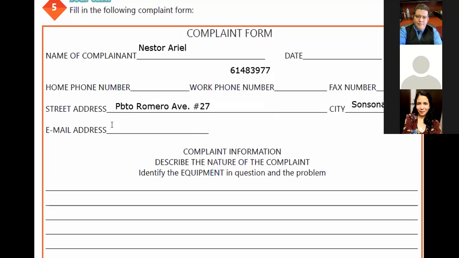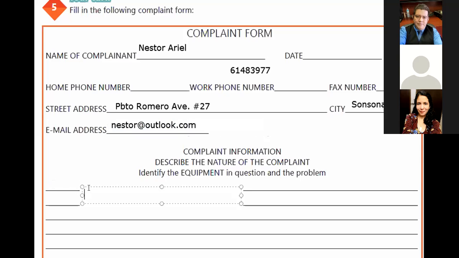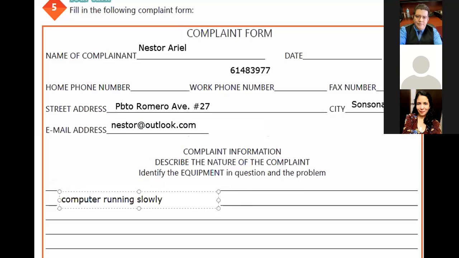Okay, could you please give me your email address? Nestor at outlook.com. Okay, thank you very much. Okay, so now, could you please talk to me about what the problem is with your device? Yes, my computer is running too slowly since a few days. Okay. There you are. Okay, thank you very much.